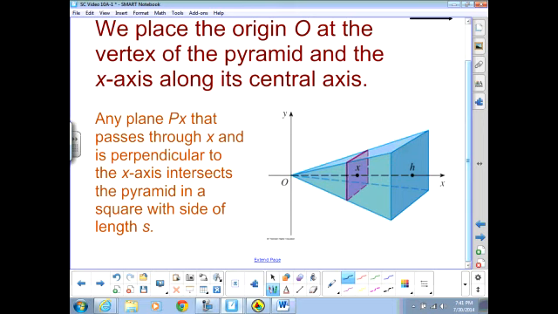To help us find this, we're going to tip our pyramid on its side, and we're going to put the vertex of the pyramid at the origin. What this allows now is when we do our slices perpendicular to the x-axis, we have squares. Therefore, we won't have pi r squared because our faces of our slices are not circles. We won't have 1/2 base times height because the faces of our slices are not triangles. Here we'll have side times side because it's a square.